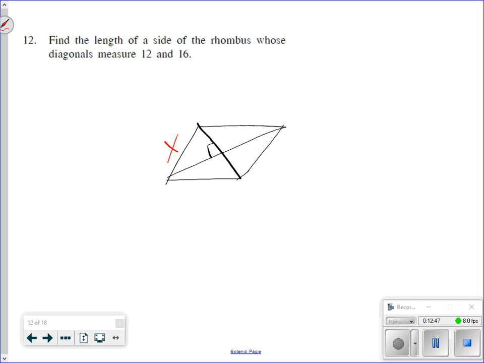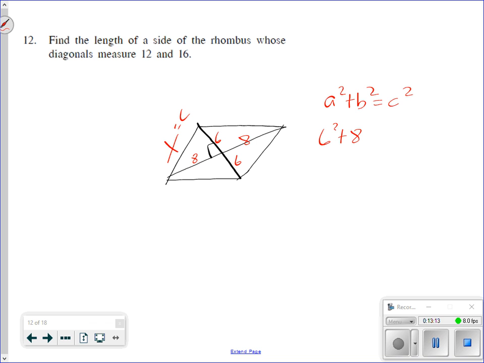But then the diagonals also bisect each other. So if the entire length of the longer diagonal is 16, that gives us 8 and 8. And then the shorter diagonal is 12, so 6 and 6. What we have created is a right triangle with 2 sides, and one of them's missing. So we're going to do Pythagorean theorem. The side of your triangle, or excuse me, the side of your rhombus is always C.